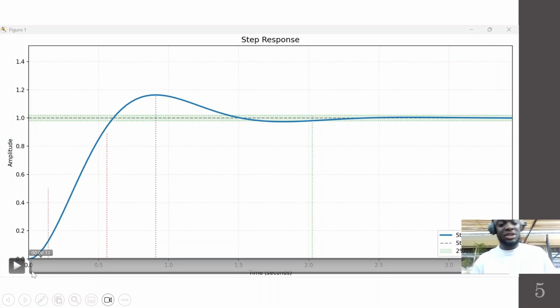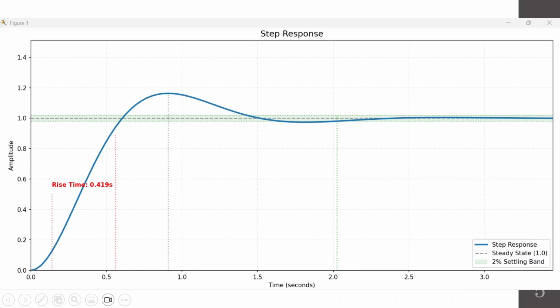But we'll further proceed by defining some terms as it is in engineering. First, the rise time. Rise time is the time required for the response to go from 10% to 90% of its final value. Peak time is the time required to reach the very first or highest peak of the response as it is here. Maximum overshoot is how the system shoots past its target, expressed as a percentage.